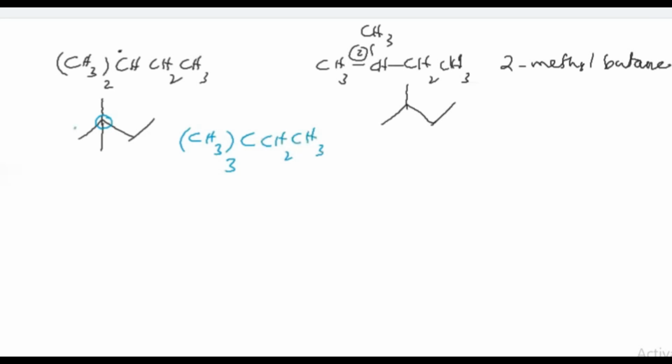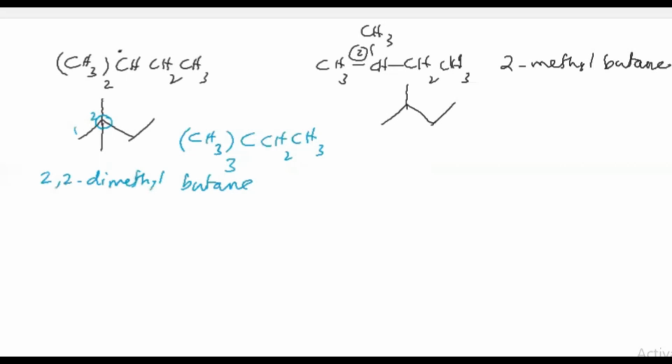Start numbering from either side, 1, 2. Now, the second position of carbon contains 2 branches, 2 methyls. Although in the structural formula you can see that there are 3 CH3 groups, one CH3 group is in the longest chain, because the first point is to select the longest chain. Now, this longest chain contains 4 carbon atoms, so that's why this organic compound is 2,2-dimethyl-butane.